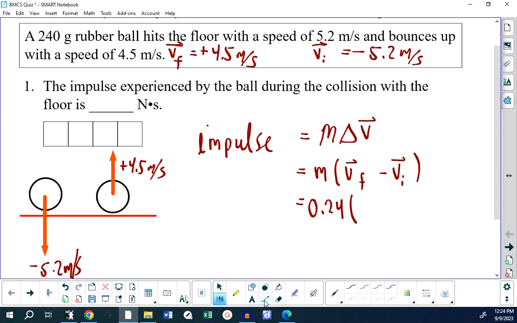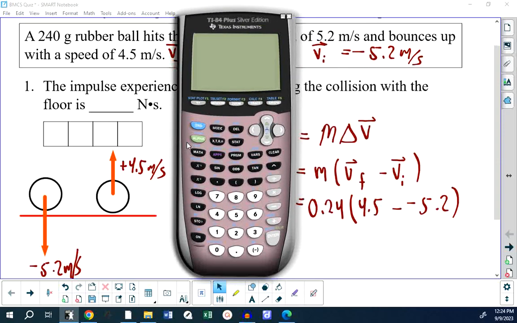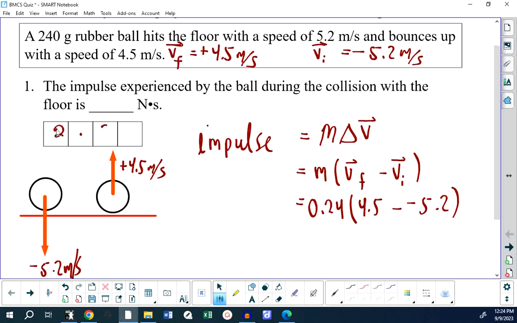So VF is 4.5 minus VI, which is negative 5.2. We grab our calculator and roll these numbers through it and see what happens. 0.24 multiplied by, in brackets, 4.5 minus negative 5.2 gives me an answer of 2.3 newton seconds. So the answer is 2.3.